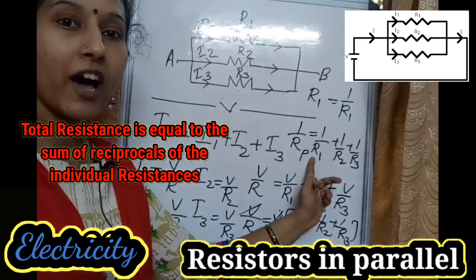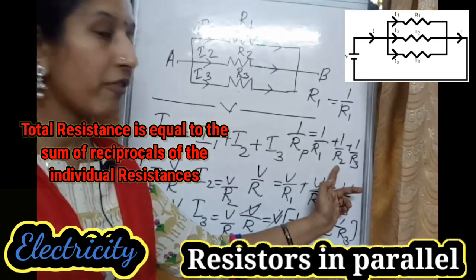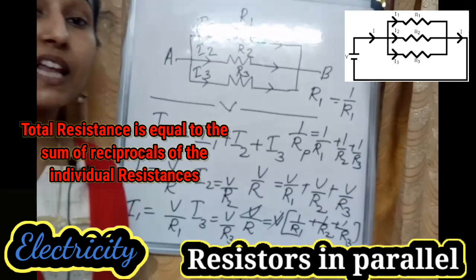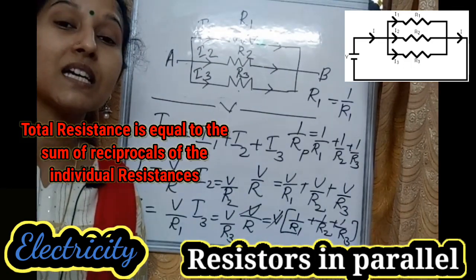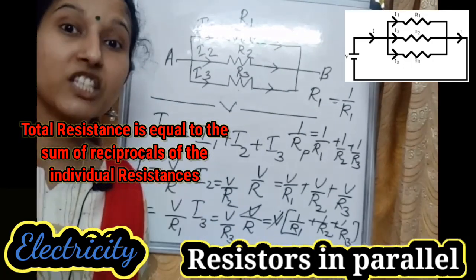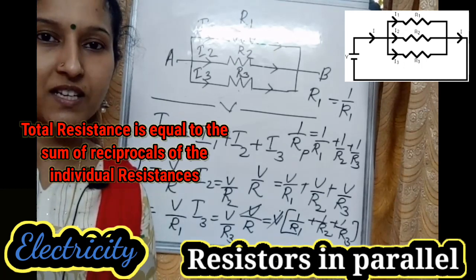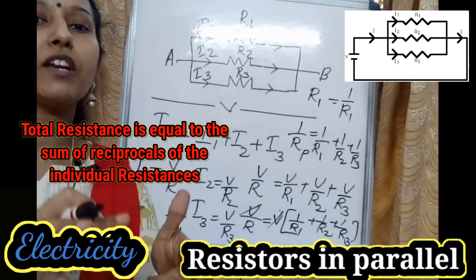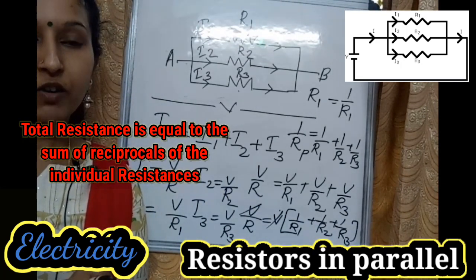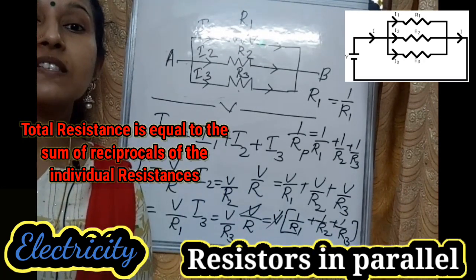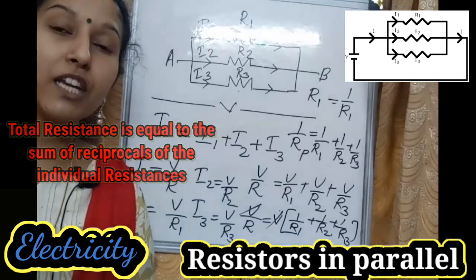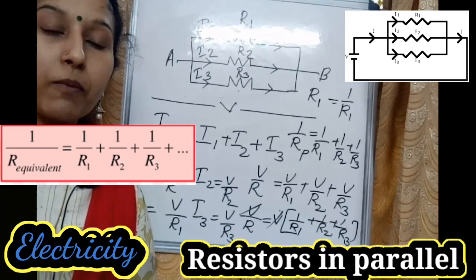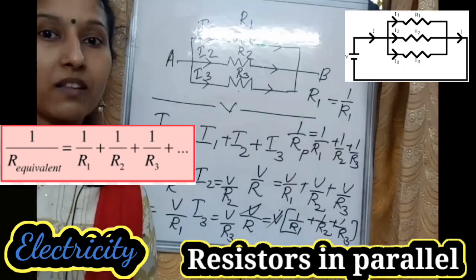The reciprocal of R1 is 1 by R1, the reciprocal of R2 is 1 by R2, the reciprocal of R3 is 1 by R3. So you can say that the total resistance is the sum of reciprocals of individual resistances, that is 1 by R1 plus 1 by R2 plus 1 by R3. That is 1 by Rp equal to 1 by R1 plus 1 by R2 plus 1 by R3.